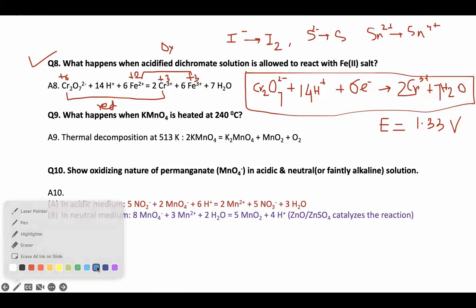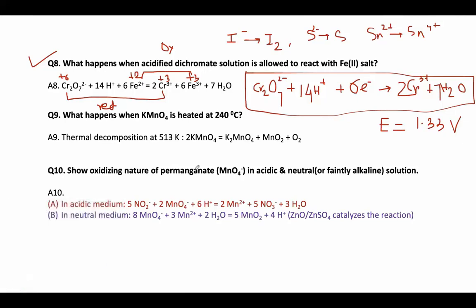Potassium permanganate: what happens when KMnO4 is heated at 240 degrees Celsius? When KMnO4 is heated, thermal decomposition takes place at 240 degrees Celsius. So what are the products? When KMnO4 is heated, it forms K2MnO4 and MnO2.